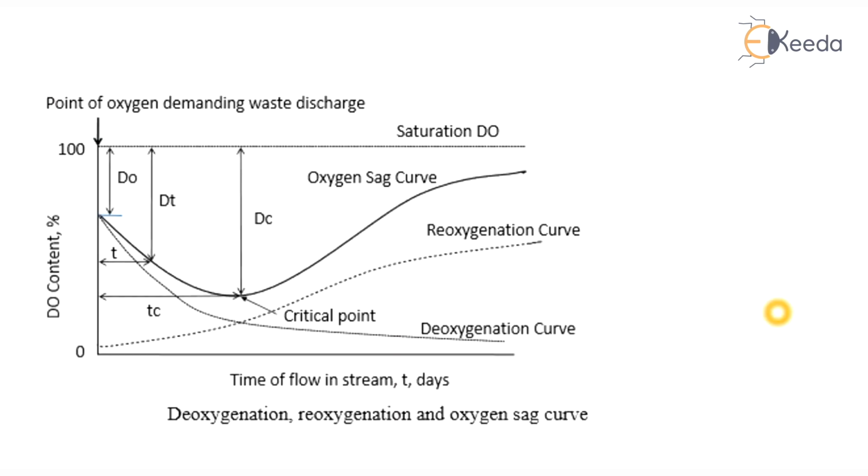So this is the graph of the oxygen sag curve. The same graph also represents the reoxygenation curve and deoxygenation curve, which we will see later in the next slide. First we are discussing the oxygen sag curve. As we discussed in previous slides, it is the graph representing the dissolved oxygen content or dissolved oxygen deficit with respect to time. The x-axis represents the time variation and the y-axis represents the dissolved oxygen content.